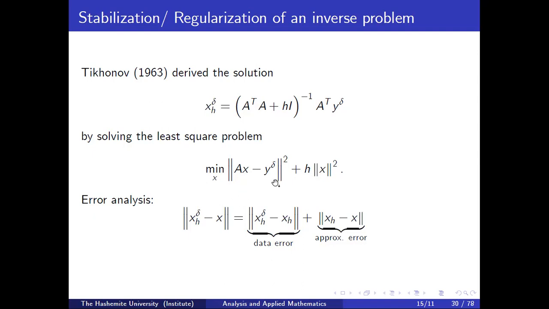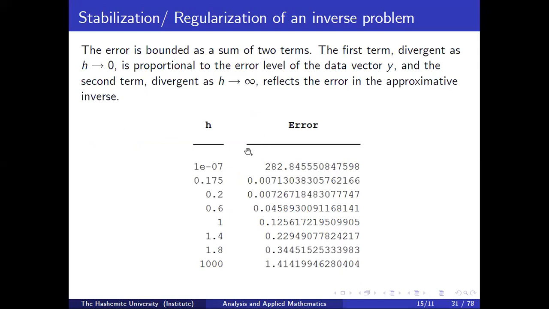By minimizing this problem, he finds the normal equation. This is the normal equation. There is a parameter in the normal equation, which is H. If we change H, we can find some values. Small values of H are bad choices because of the error. For example, if we choose H 0.175, we get a good answer. 0.2, we have a good answer. 0.6, still a good answer. And for large values of H, we get bad answers.